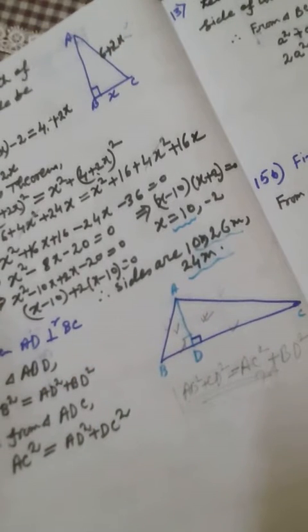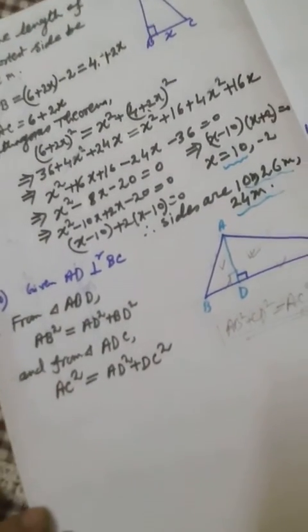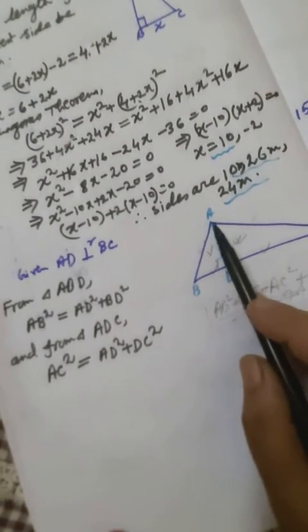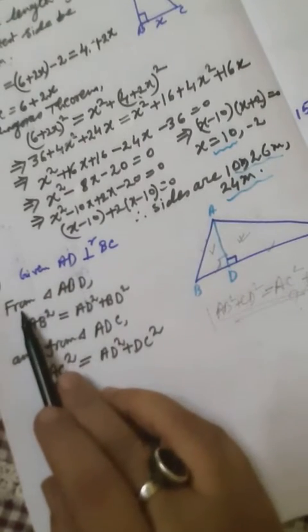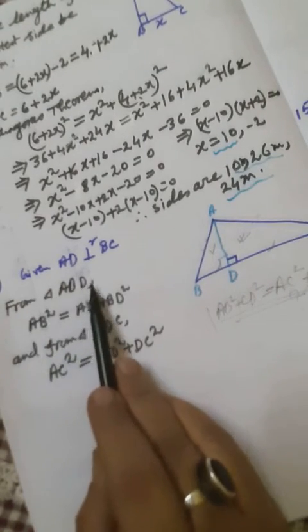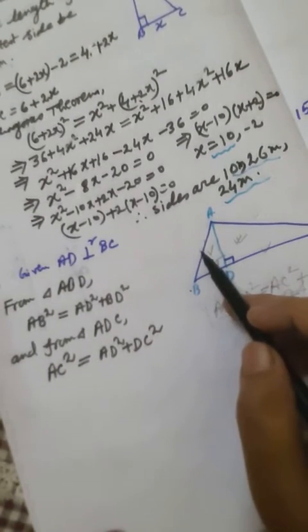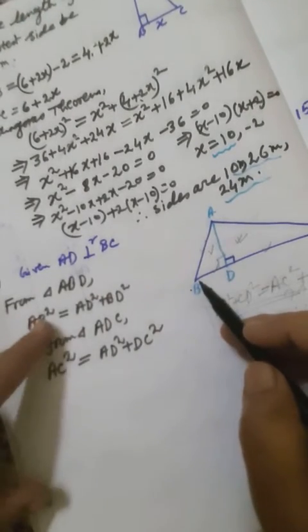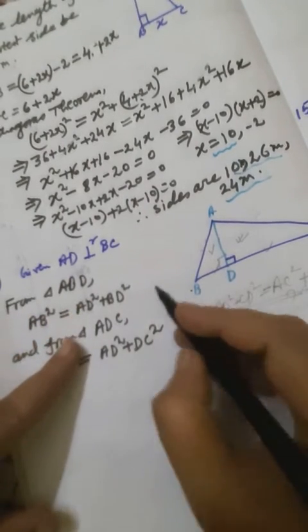Now what I did, as I said, if you have more than one right angle triangle, you must mention in which you are applying the Pythagoras theorem. Since there are two right angle triangles, first I applied it from triangle ABD. From triangle ABD, this is hypotenuse. These are the other two sides. Now AB square is equal to AD square plus BD square, no doubt in it. Let it be 1.